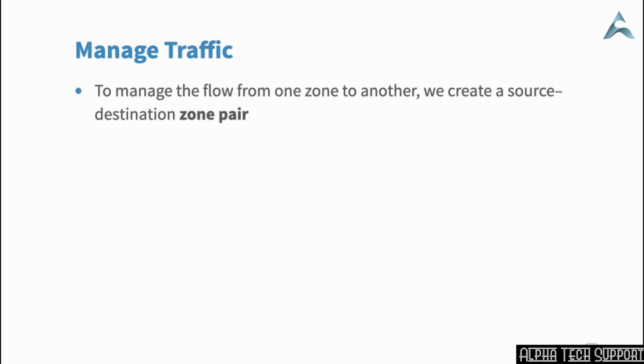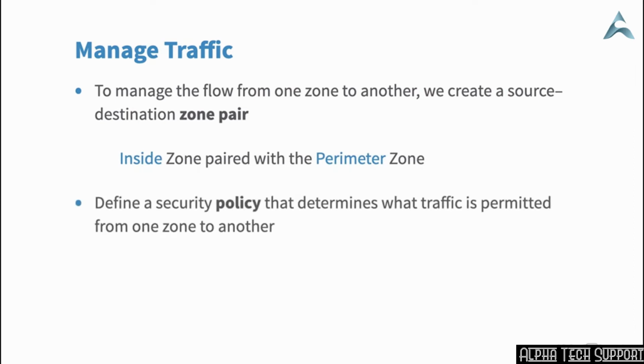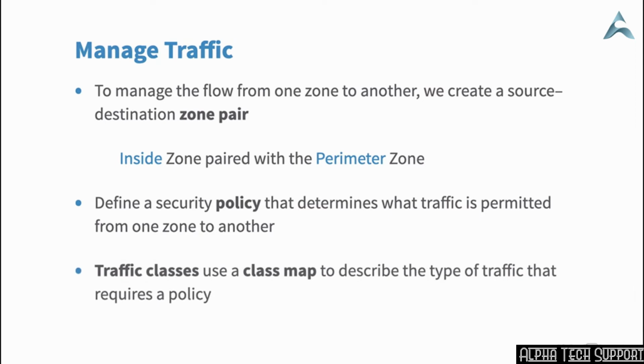To manage the traffic flow from one zone to another, we create a source-destination zone pair, such as the inside zone paired with the perimeter network. We then define a security policy that determines what traffic is permitted from one zone to another. Traffic classes use a class map to describe the type of traffic that requires a policy.